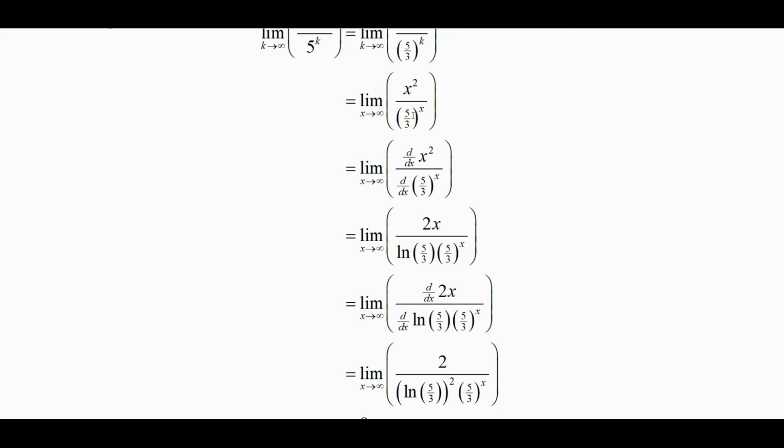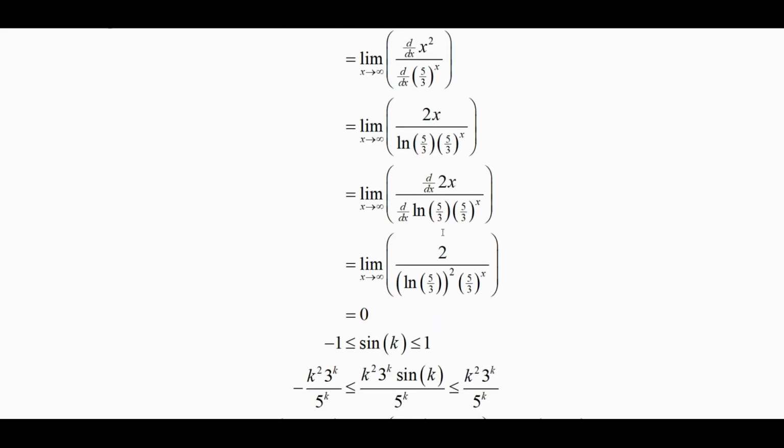The top and the bottom both go to infinity. So the derivative of the top is 2x. The derivative of the bottom is, well, for b to the x, the derivative is natural log of b times b to the x. And we're still in the form infinity over infinity, so we do another derivative of the top and bottom, applying L'Hopital's rule a second time. The derivative of the top is 2. The derivative of the bottom, again, is the natural log of 5/3 times 5/3 to the x, times the other natural log of 5/3 that we had at the beginning. So it's natural log of 5/3 squared times 5/3 to the x. Now, the top is fixed, but the bottom is going to infinity still, so that whole fraction goes to 0.